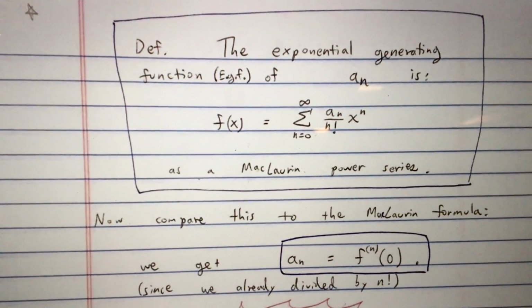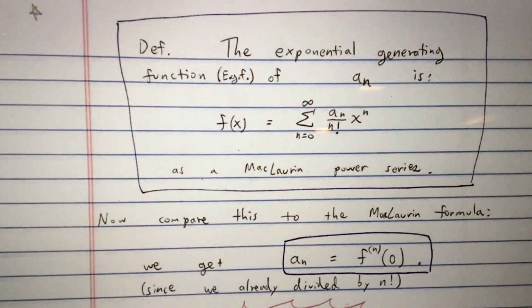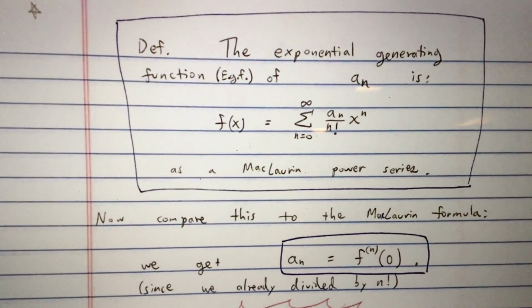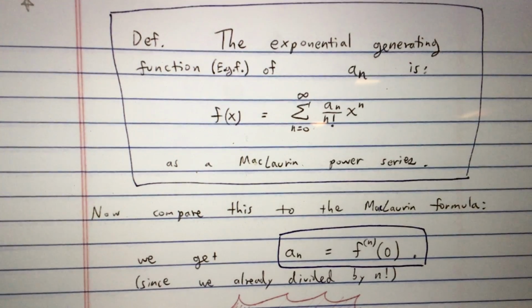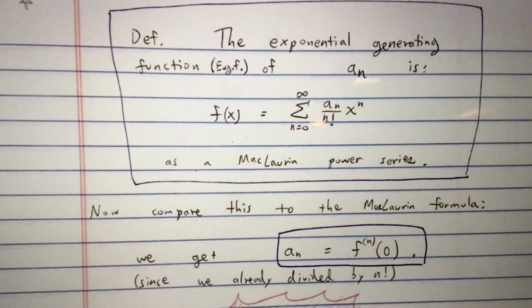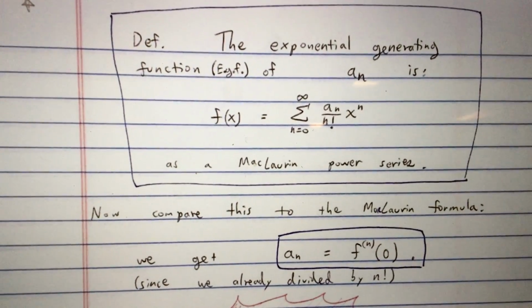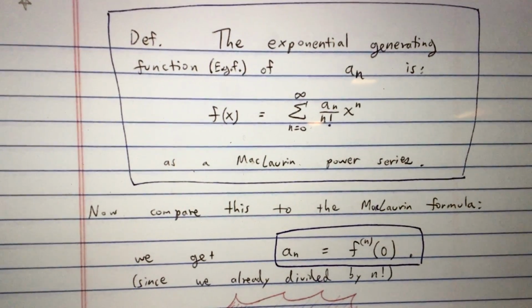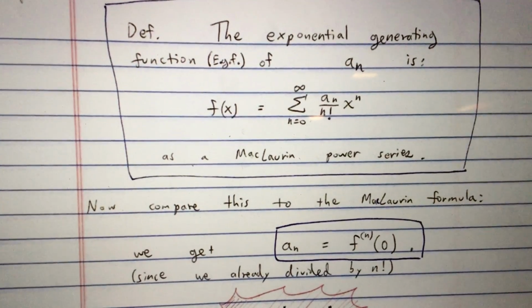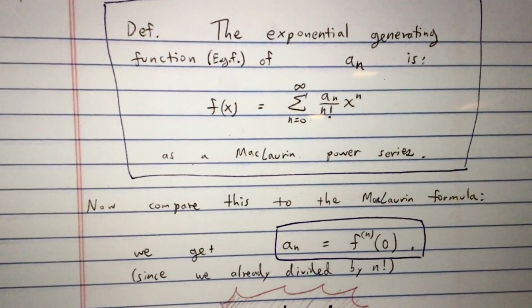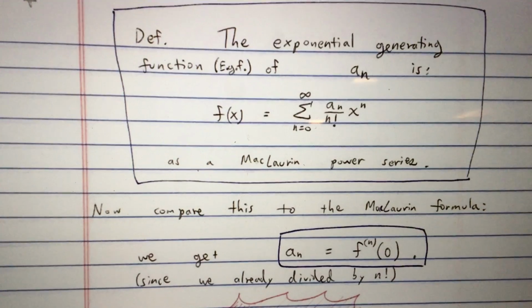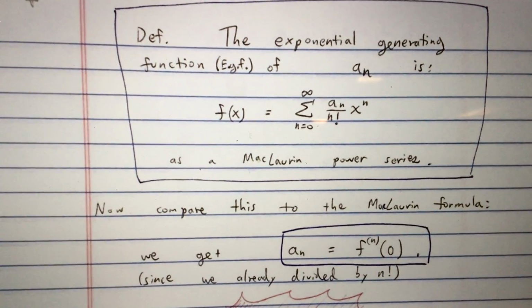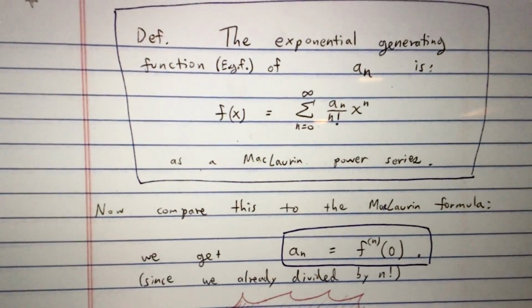All right, here's the official definition of an exponential generating function for a sequence a sub n. The exponential generating function, or EGF, is f of x equal to the infinite series of a sub n divided by n factorial times x to the n. And that's a Maclaurin power series. So it's very similar to the ordinary generating function.